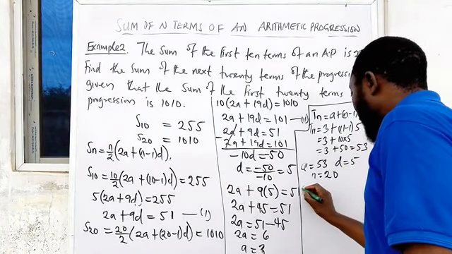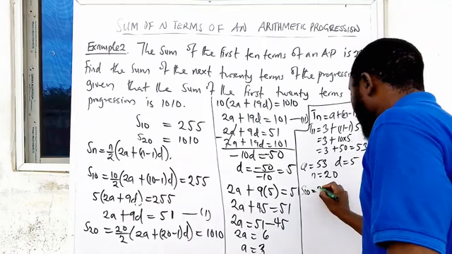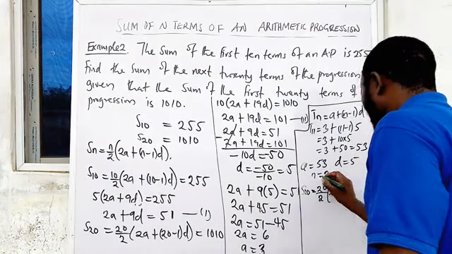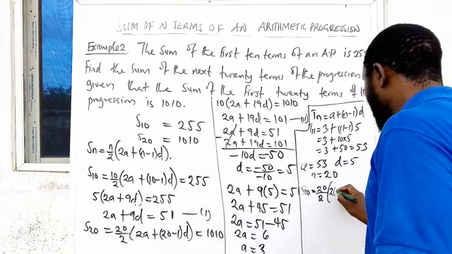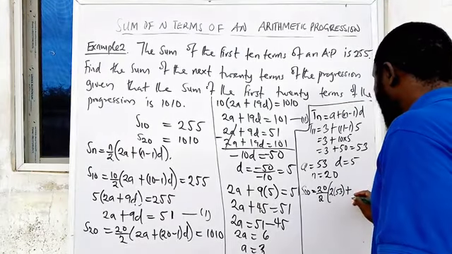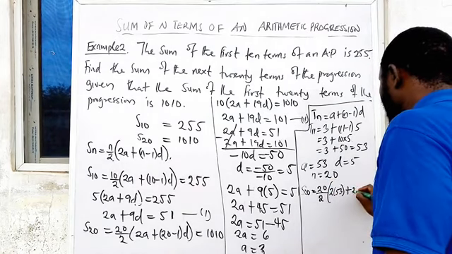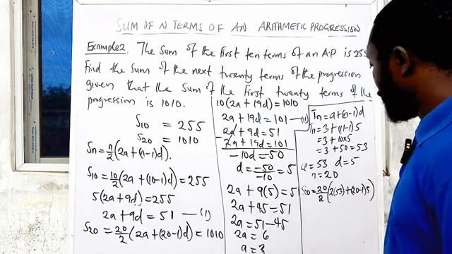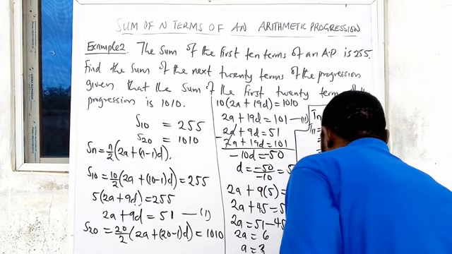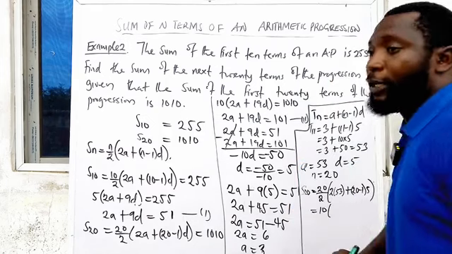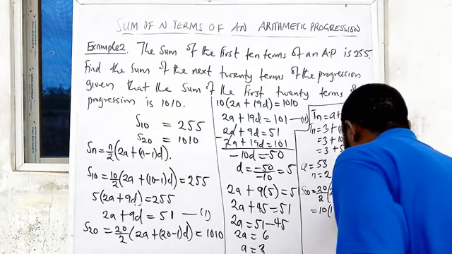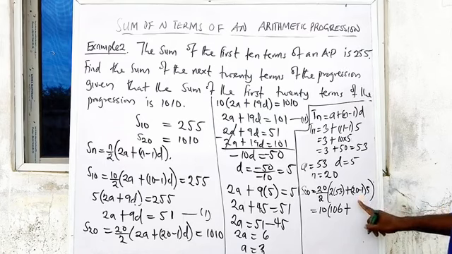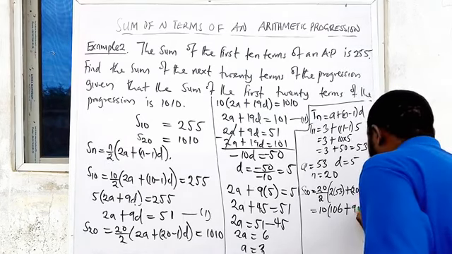So now, our S20 by formula equals 20 divided by 2, open bracket, 2A, which is 2 multiplied by A. Our A now is 53, plus N, which is 20, minus 1, and our D is 5. We close the bracket. We simplify this further. So we have 10, open bracket, 53 multiplied by 2, that is 106, plus, this is 19, 20 minus 1 is 19. 19 multiplied by 5, that is 95.